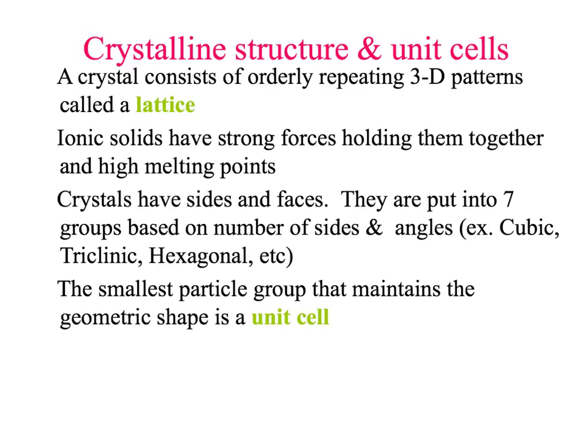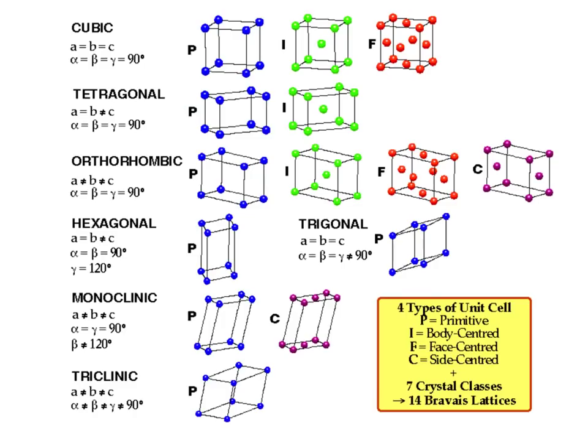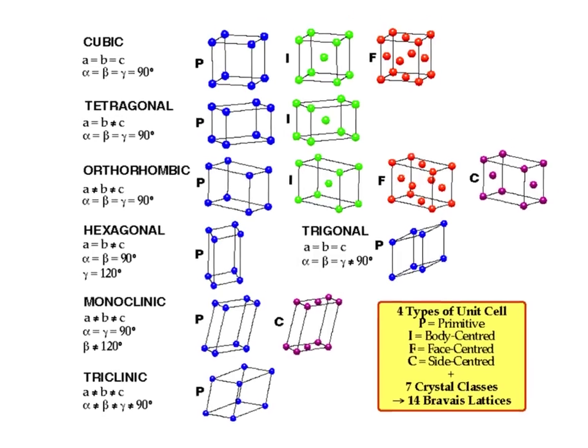Ionic substances have shapes that are one of 7 crystal systems, and they are orderly, repeating three-dimensional structures. Ionic solids have very strong forces holding them together. The types of crystals are here. There are 7 of them. We do not need to know what they are.